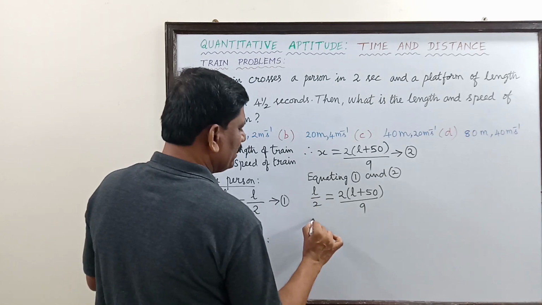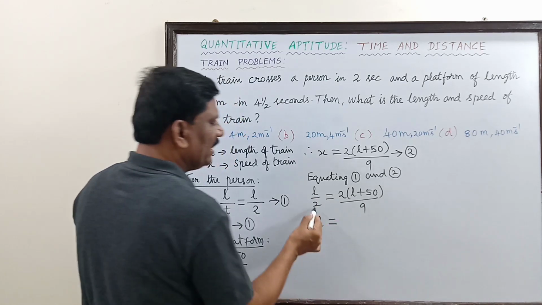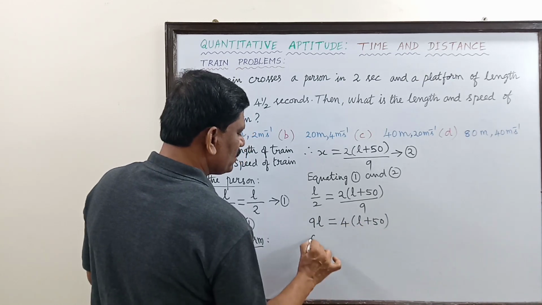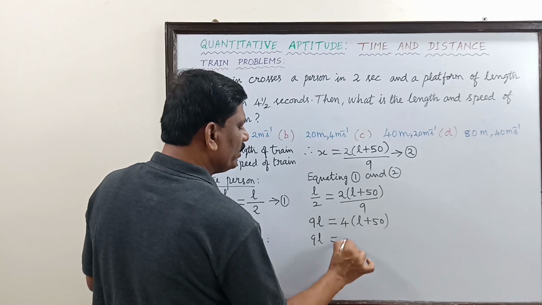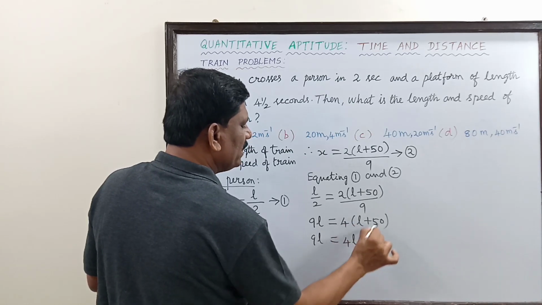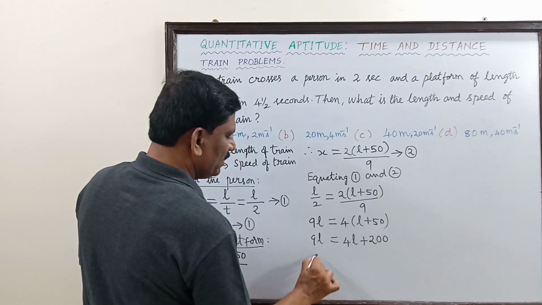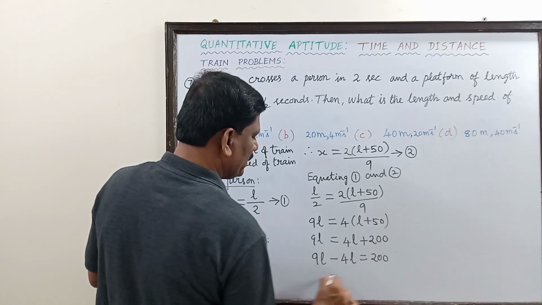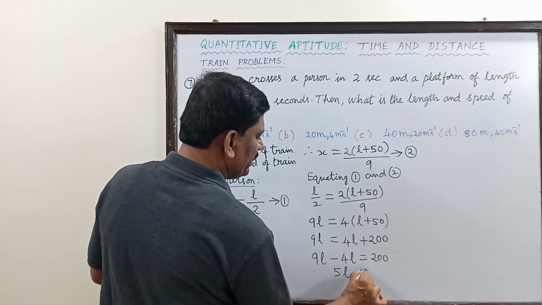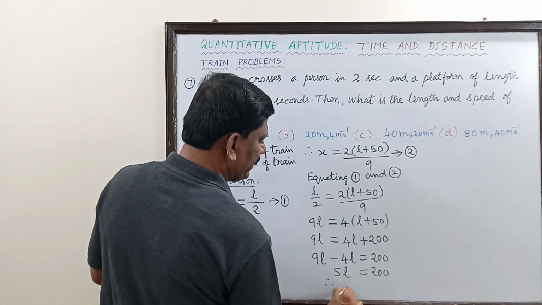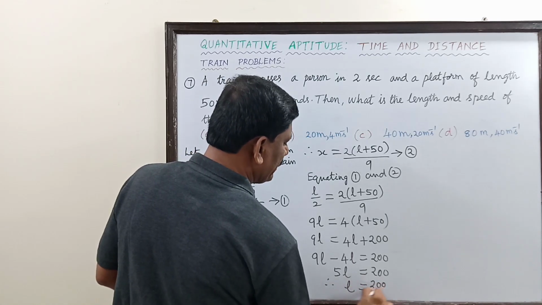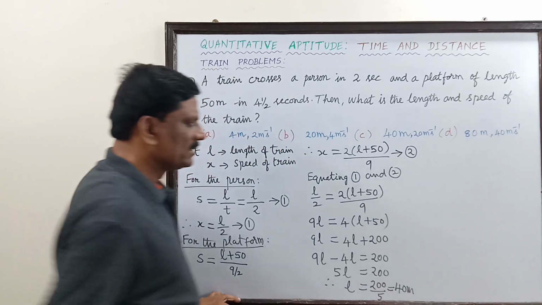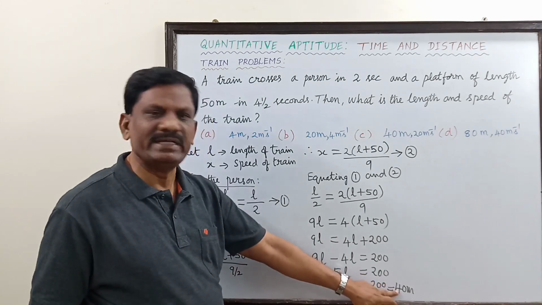Now cross multiplying, 9 into L is 9L and 2 into 2 is 4 into (L plus 50). So 9L is equal to 4L plus 4 into 50, which is 200. Now 9L minus 4L must be equal to 200. So 5L must be equal to 200. Therefore L is equal to 200 divided by 5, which is 40 meter. So we have determined the length of the train as 40 meter.